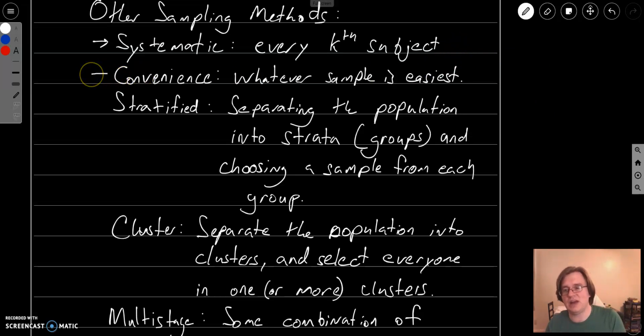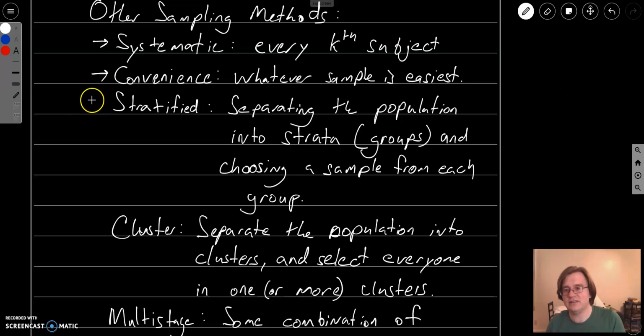The second way is perhaps the worst method, but the most practical. It's whatever sample is easiest. If you are going to be testing people on a college campus, you might just pick the first 10 people that walk by. Convenience is convenient and practical, but often leads to worse results.